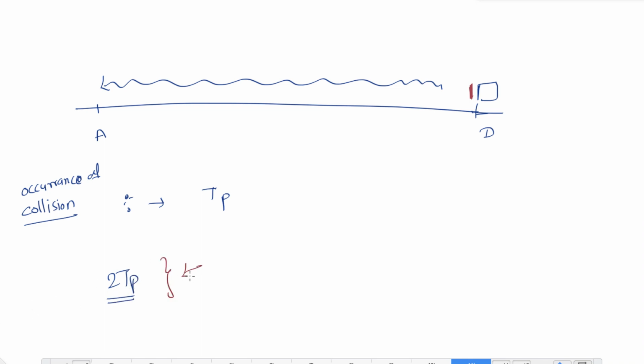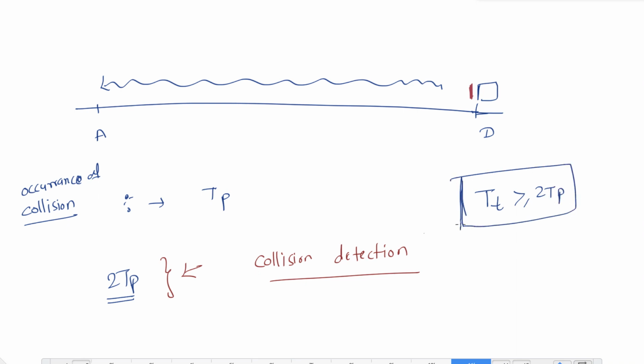By that time, A will realize that there is a collision. So collision detection will happen after 2 TP time. Now if A still has some data to send, it can only be sure that its own data got involved in the collision if the transmission time is greater than or equal to 2 TP. If that is the condition we impose on every station, then we are 100% sure that its own data got involved in the collision, not any other data, right?